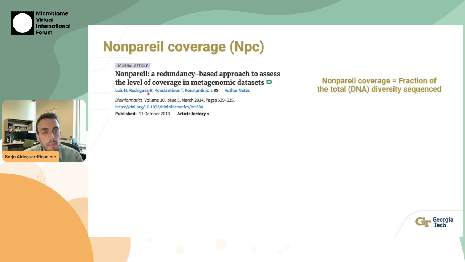So, for those who are not familiar with Nonpareil coverage, this is a metric that was proposed back in 2013 by Luis Miguel Rodriguez and Kostas Konstantinidis. Basically, this metric measures the fraction of the total DNA diversity that is sequenced in a metagenome. So this is a metric that measures how representative our metagenome is of the actual diversity in our sample.